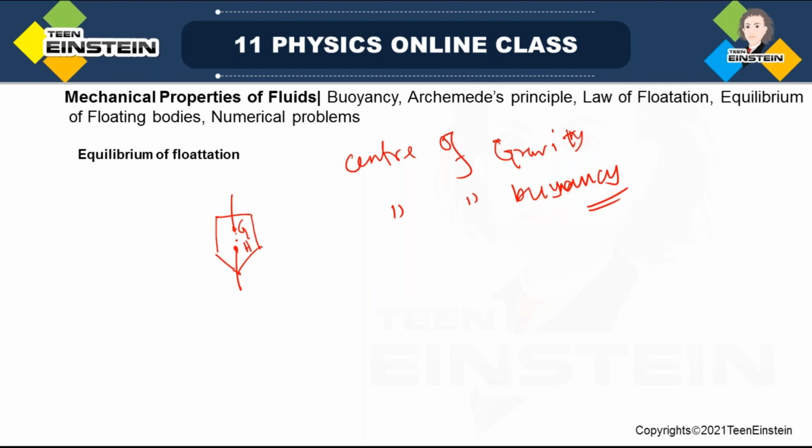So when G and H come in the same line, there is a possibility that there will be cancellation of this. Okay, so what I was trying to say, this G is the center of gravity, suppose, and this is the center of buoyancy. When they come in the same line, then the floating object is said to be in a stable equilibrium condition.